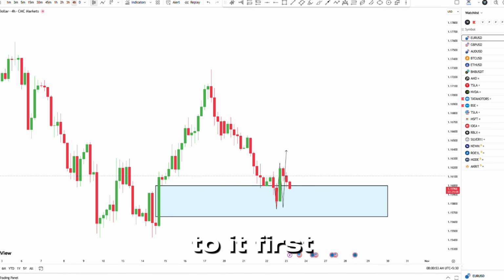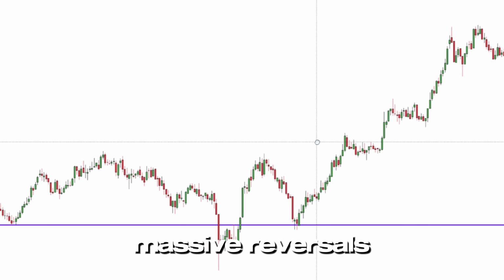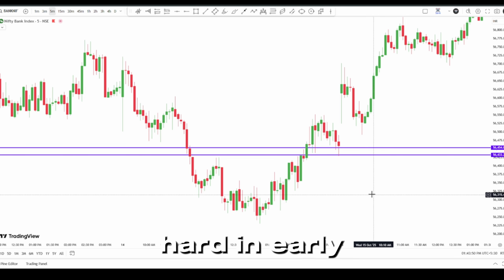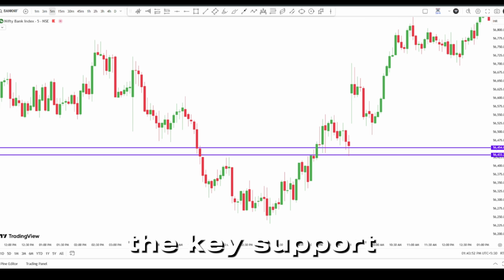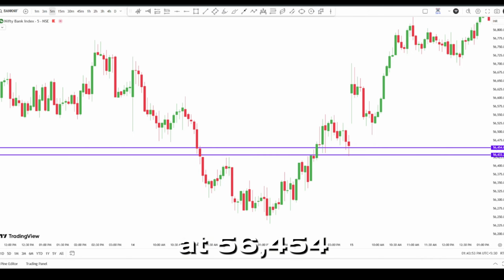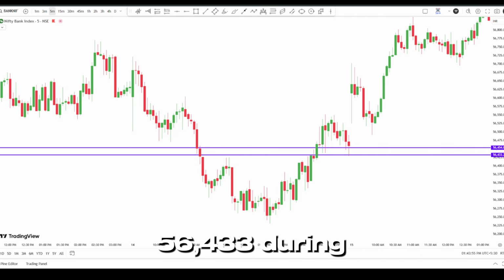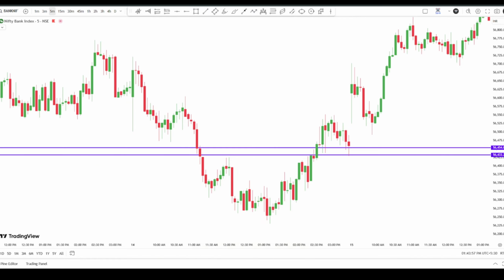Let's get to it. First, let's talk about the spring trap, a sneaky setup that looks like a breakout failure but sets up massive reversals. Picture Bank Nifty dropping hard in early October 2025, testing below the key support at 56,454 on October 14th. It broke to 56,433 during the volatile session, triggering retail shorts as everyone thought the downtrend was resuming.